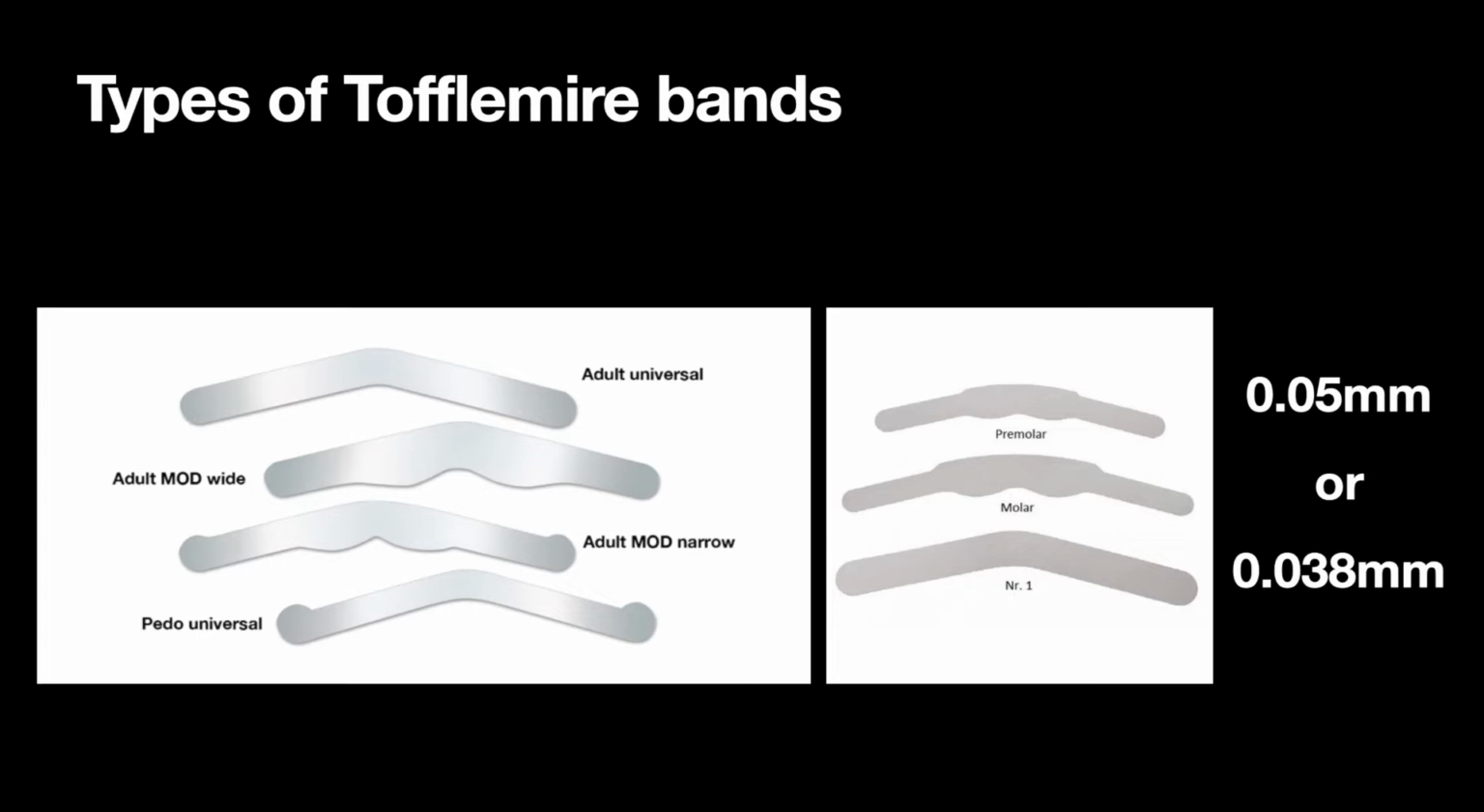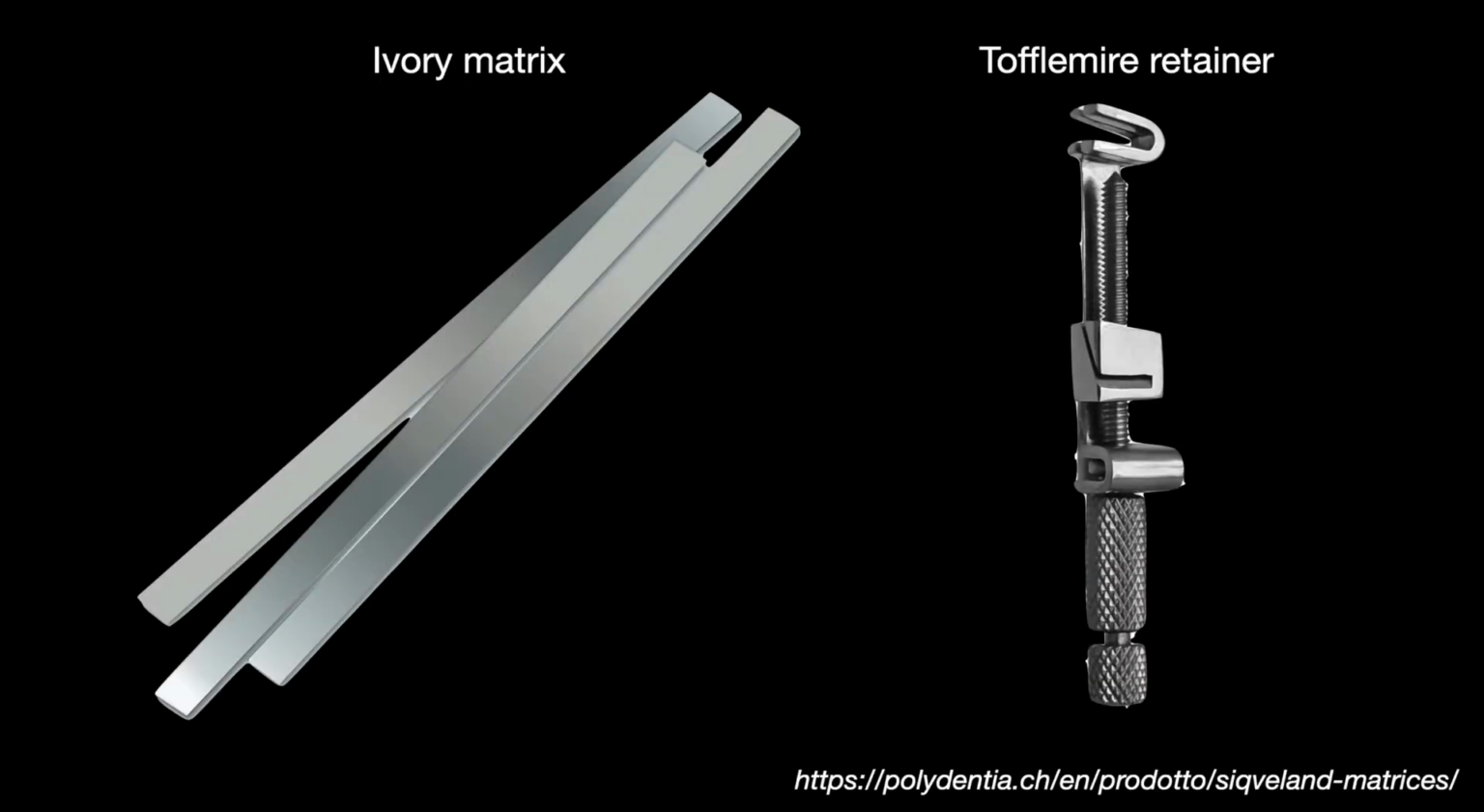There are specific Tofflemire bands which have to be used in the Tofflemire retainer. These bands are available in two thicknesses, that is 0.05 and 0.038. The types of Tofflemire bands available are adult universal, adult MOD wide, adult MOD narrow, and pedo universal. Apart from that, we have a few Tofflemire bands which can be used for specific premolar cases, and there can be some modifications or design variations in the Tofflemire bands which different companies may manufacture.